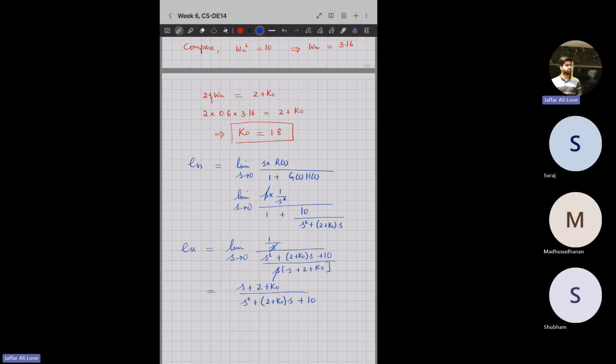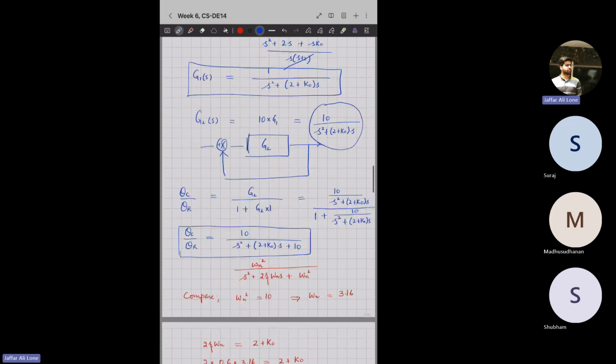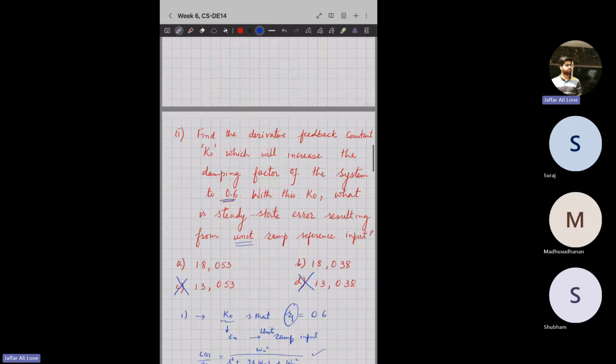So when we put s equal to 0, we will get 2 plus k naught by 10. I know the value of k naught. K naught is 1.8. So it is 3.8 divided by 10. So my steady state error is 0.38. Anybody has any doubt here? So the option B is correct.